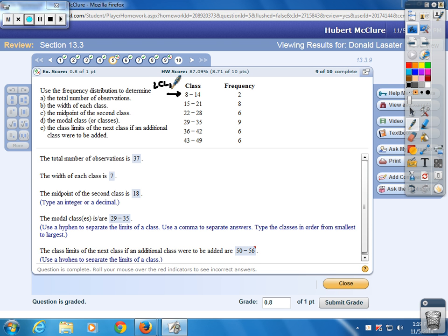Now, somebody tell me why it's called the lower class limit. Because it's the lowest number. It's the lowest number on the first class. That's why it's called lower class limit of 1. This is your lower class limit of the what? Second class. So if I want to find my class width, I take 15 minus the 8. And 15 minus 8 is what? 7? So 7 is the class width.